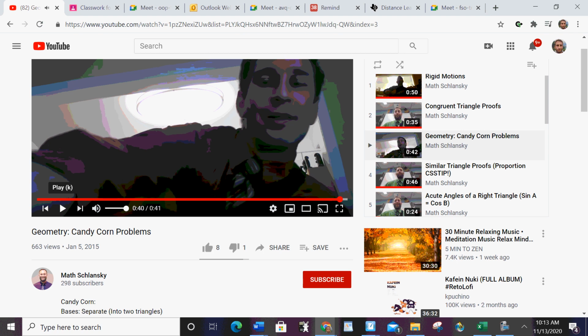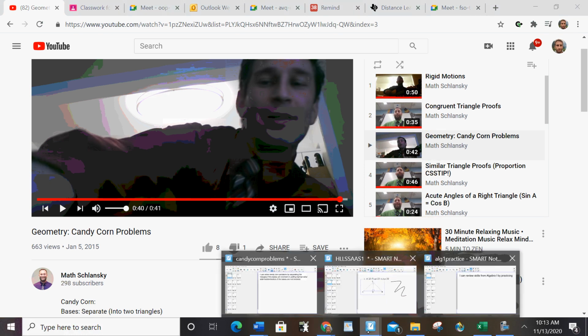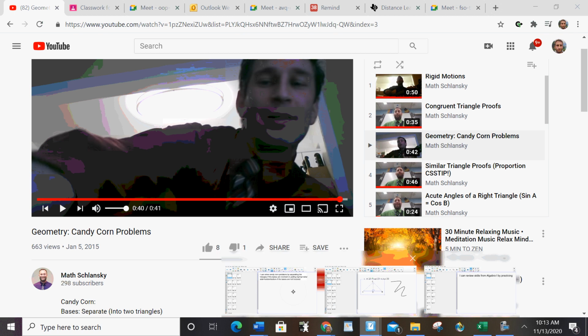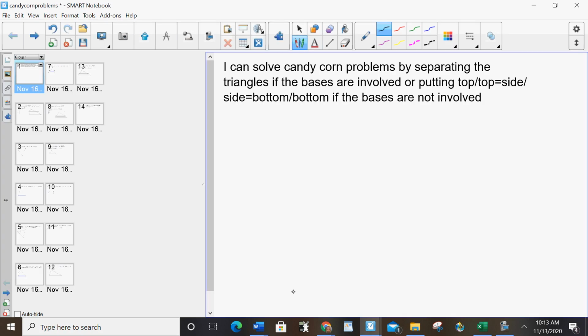So, if the bases are involved, separate the triangles. If the bases are not involved, we put the top over top, the side over side, and the bottom over bottom. Let's talk about what each of those things mean.